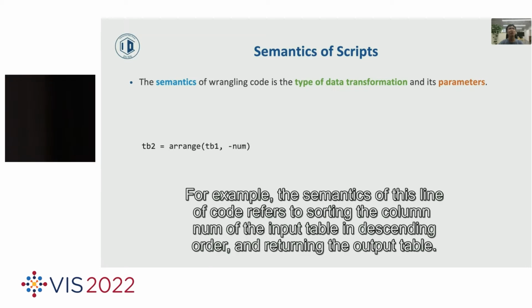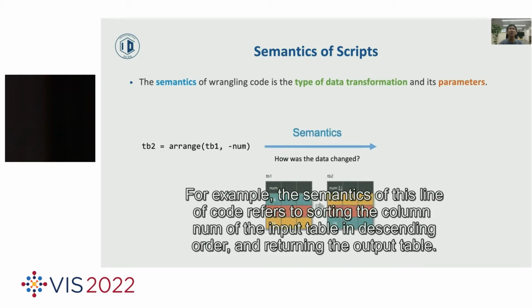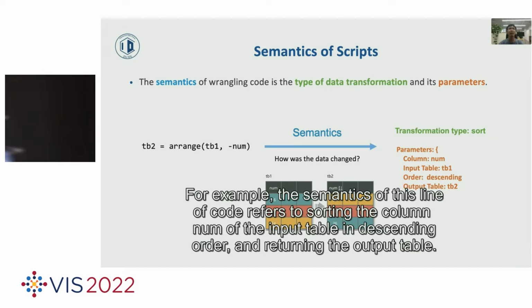Here, we define the semantics of wrangling code as the type of data transformation and its parameters. For example, the semantics of this line of code refers to sorting the column num of the input table in descending order and returning the output table.